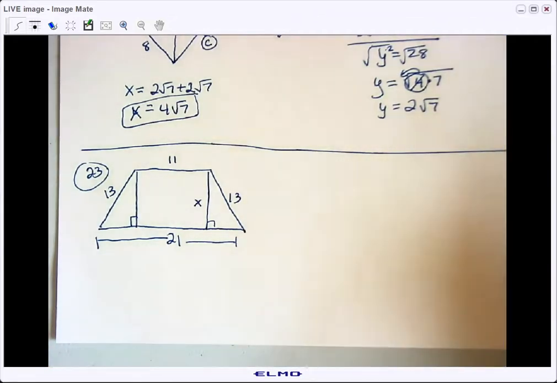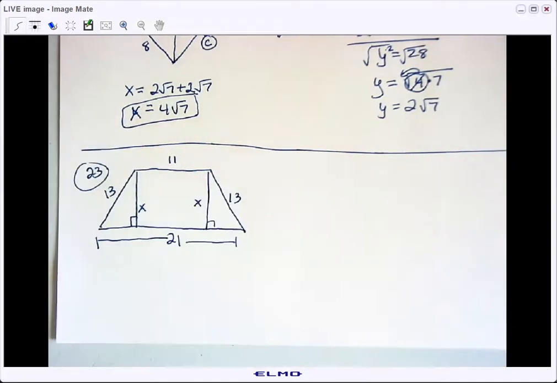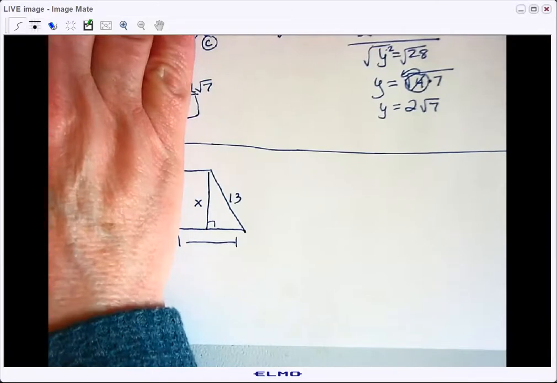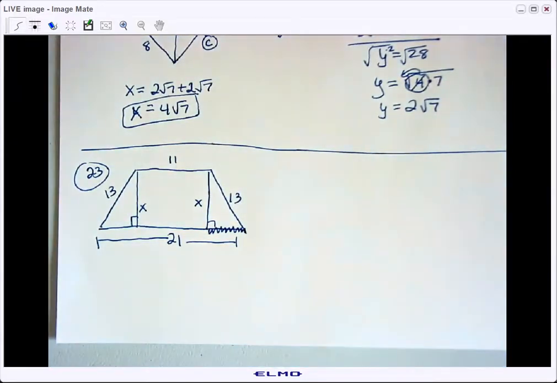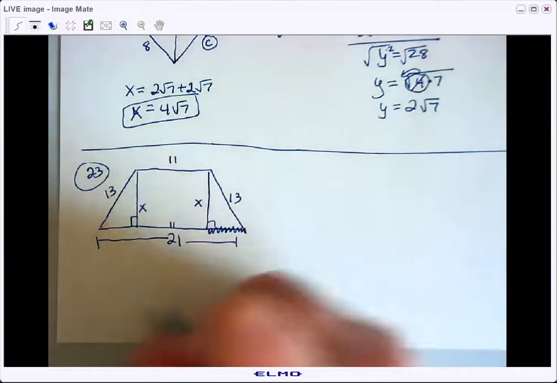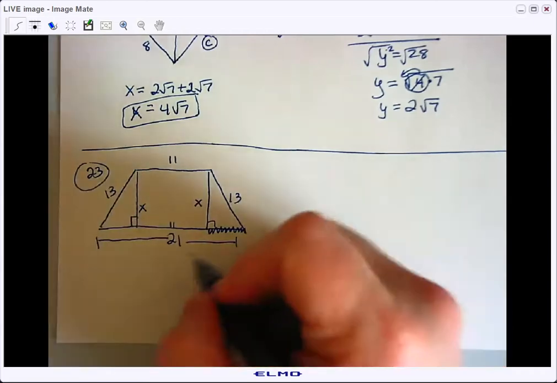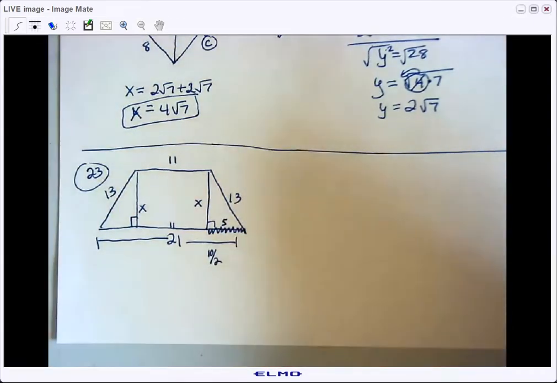So the first thing we need to do is isolate or identify the triangle that we need to solve for x. If that's x, then that's the triangle I need to solve. So I need to be able to find this leg down there. Any ideas? Subtract 21 and 11, and then divide that number by 2. Perfect. Since this is 11, we know that 10 has to go for the total of both sides. So we have 10 left over divided by 2, and that gives us 5.